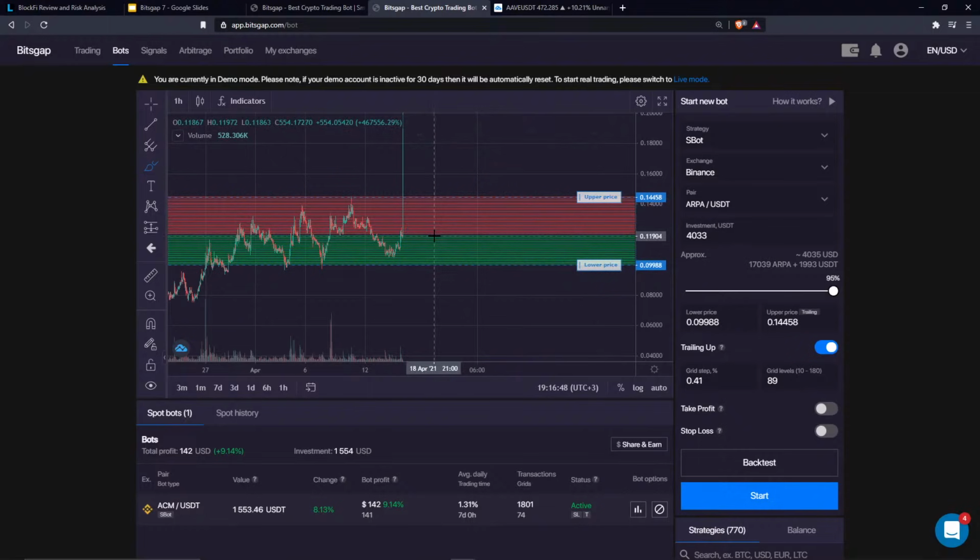Okay, so in this case, the bot is gonna trade only within this area. As far as the price stays within these boundaries, the bot is gonna trade. It's gonna look for these micro trade opportunities to buy low and sell high. Okay, so that's the thing related to the trading range.